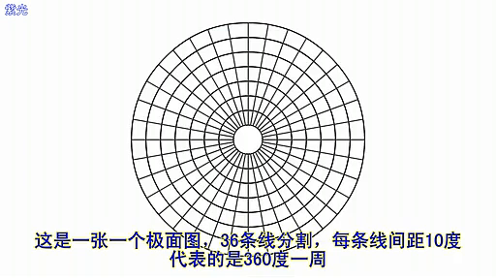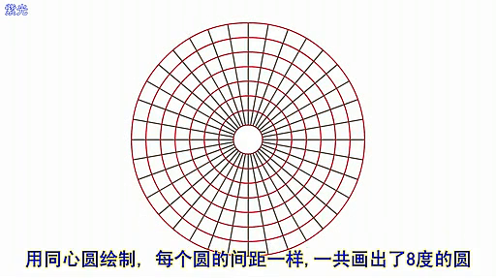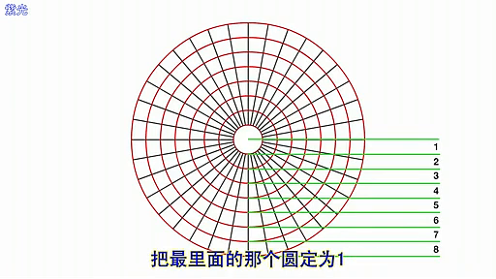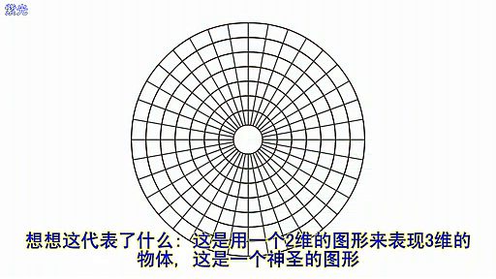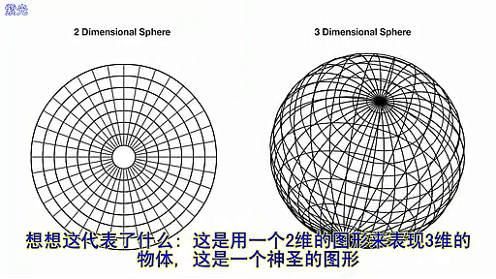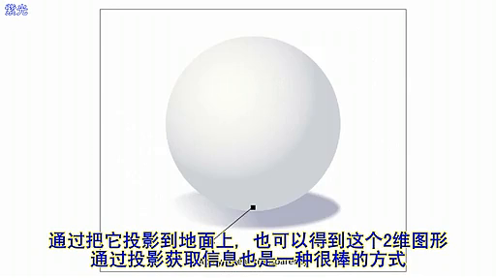This is how a polar graph usually looks, with 36 radial lines in 10-degree increments representing the 360 degrees. Then, concentric circles are drawn, each with the same distance away as the last, creating 8 equal demarcations, counting the inside circle as 1. Think about what this represents too. It's a two-dimensional drawing of a three-dimensional sphere, one of the sacred forms, by projecting it onto a flat surface. This is also called a shadow form, and casting shadows is a sacred way to obtain information.